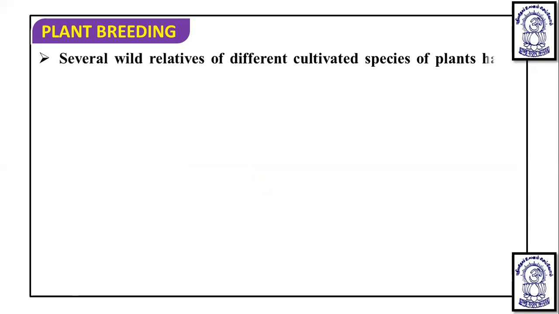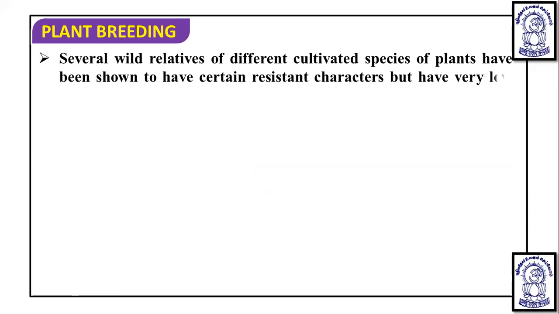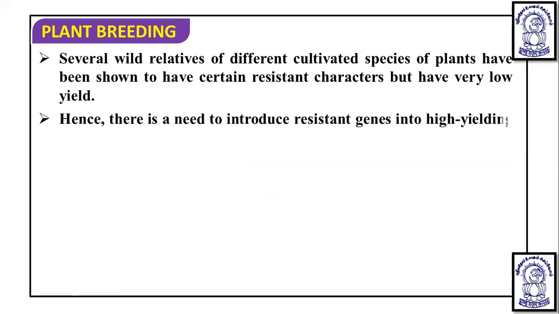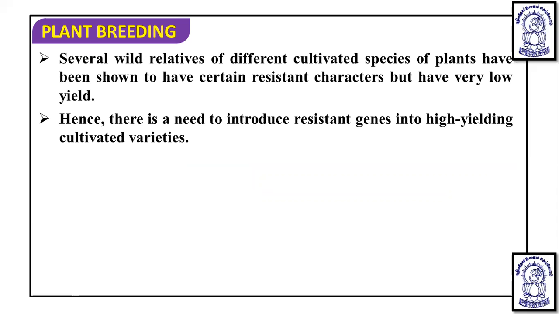Several wild relatives of the different cultivated species of plants have been shown to have a certain resistant character but have very low yield. Hence there is a need to introduce resistance genes into high yielding cultivated varieties, and this can be achieved by mutational breeding. Now, mutation can be of two types. So how can this mutation be induced and a new variety gained? Mutation occurs in nature at a very slow rate.